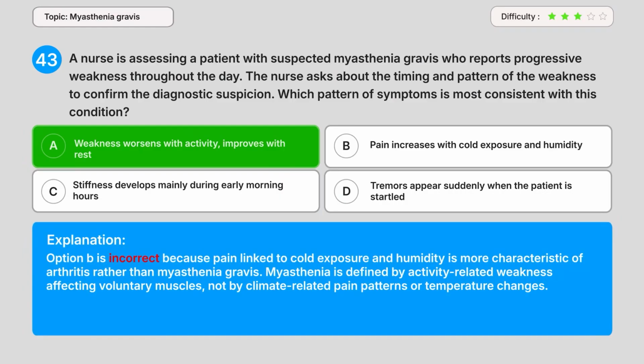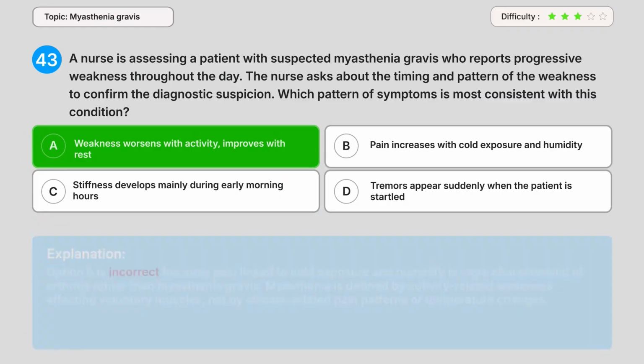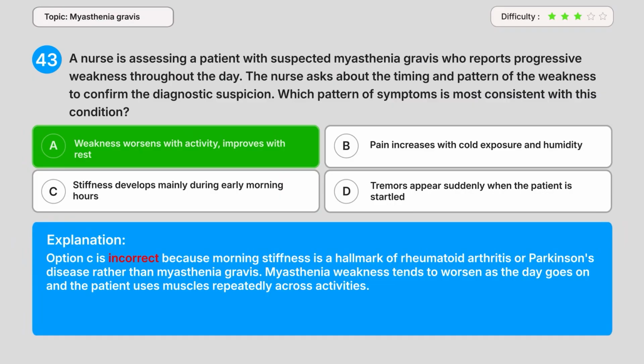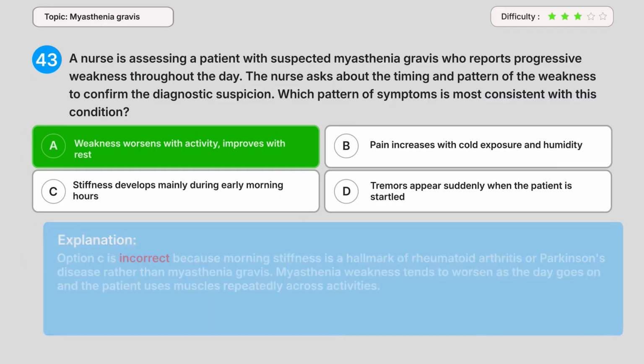Option B is incorrect because pain linked to cold exposure and humidity is more characteristic of arthritis rather than myasthenia gravis. Myasthenia is defined by activity-related weakness affecting voluntary muscles, not by climate-related pain patterns or temperature changes. Option C is incorrect because morning stiffness is a hallmark of rheumatoid arthritis or Parkinson's disease rather than myasthenia gravis. Myasthenia weakness tends to worsen as the day goes on, and the patient uses muscles repeatedly across activities.